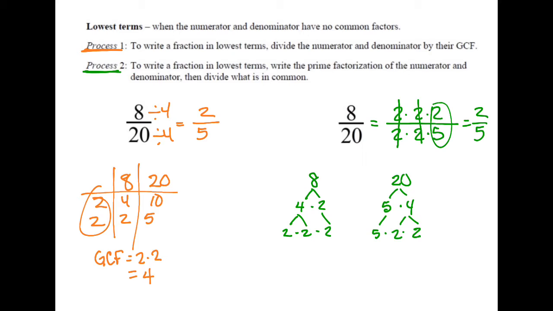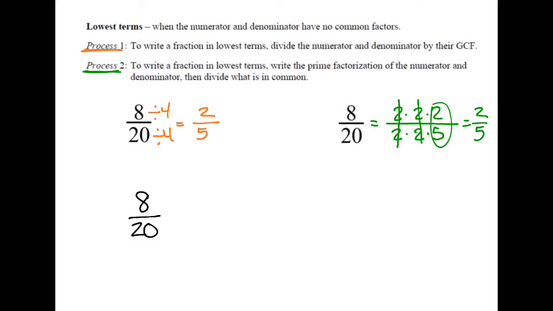Our version that we have done in the past, process 3, okay, this is where you look at the 8 and the 20 and you figure out what goes into both of them. It doesn't have to be the greatest common factor. It can be anything. Okay, so we know that 2 goes into both 8 and 20, right?